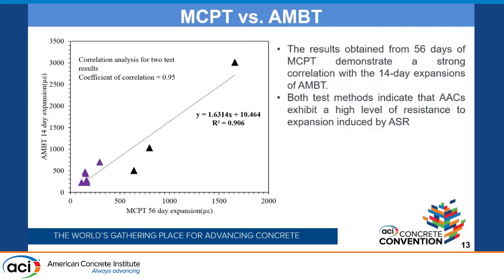Then we went on to compare these results with MCPT expansion. We compared MCPT expansions with accelerated mortar bar test expansions, those are C1567 expansions, and we got a very good coefficient of correlation as high as 0.95. So these test results correlate really well: the 14-day expansion shown by the accelerated mortar bar test and the 56-day expansion shown by MCPT. Both test results indicate that these alkali-activated concretes based on ground bottom ashes have significantly higher resistance to ASR as compared to the conventional ones.